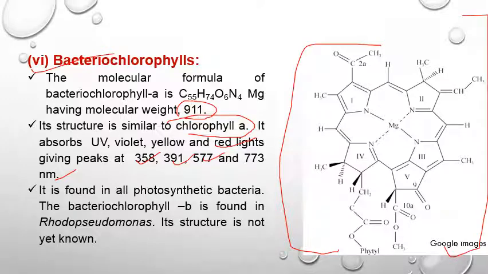It is found in all the photosynthetic bacteria. So photosynthetic bacteria have this chlorophyll that is known as bacteriochlorophyll, and the bacteriochlorophyll B is also found in some bacteria like Rhodopseudomonas, and the structure is not known.